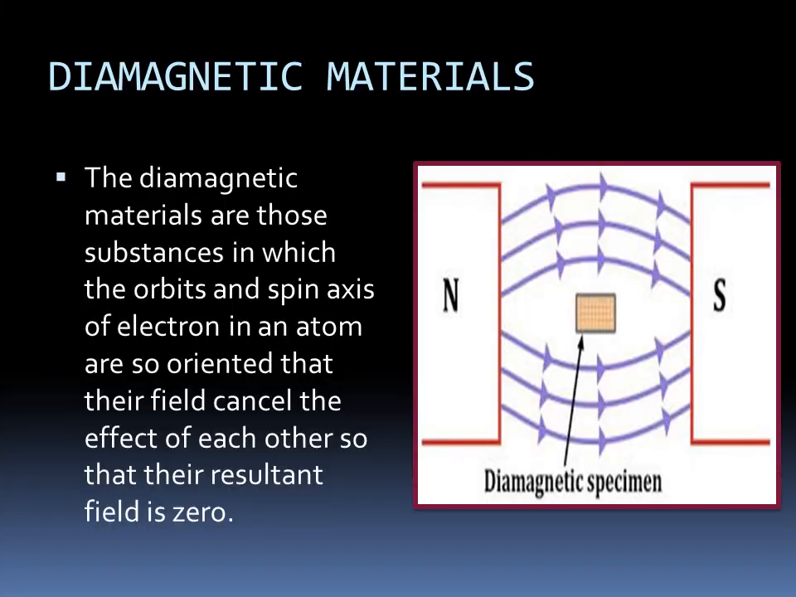Now we are going to discuss the second type of magnetic materials, which are called diamagnetic materials. Diamagnetic materials are those materials or substances in which the orbits and spin axis of electrons in an atom are so oriented that their fields cancel the effect of each other, so that their resultant field is zero.